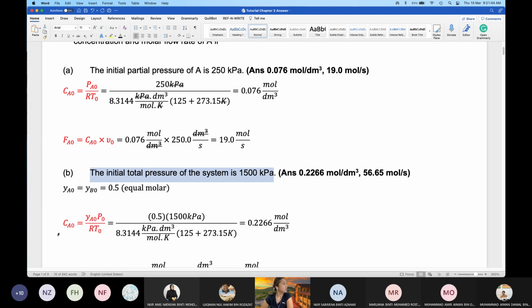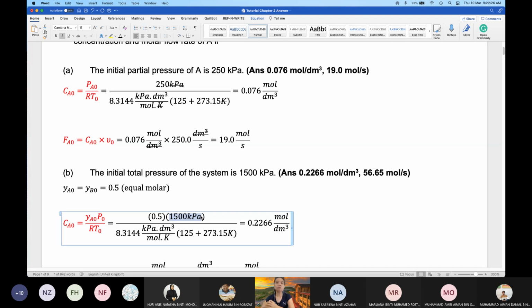So that's why in the equation, CA naught now equals YA naught multiplied with P naught, because YA naught multiplied with P naught is actually equal to PA naught. Mole fraction A times total pressure equals pressure A. So that's why you use YA naught 0.5, if you are confused. Y is used to signify mole fraction, A to signify compound A, not to signify initial mole fraction of compound A. So 0.5, 50% in fraction form, multiplied with the pressure 1500 kilopascal, the total pressure.